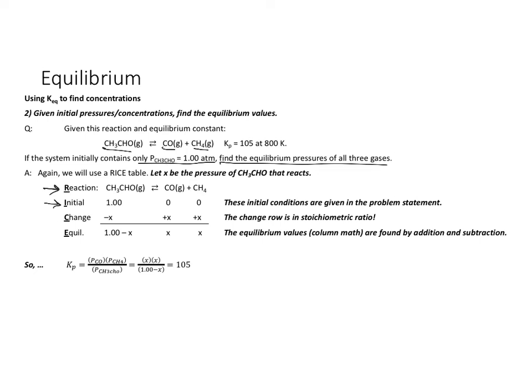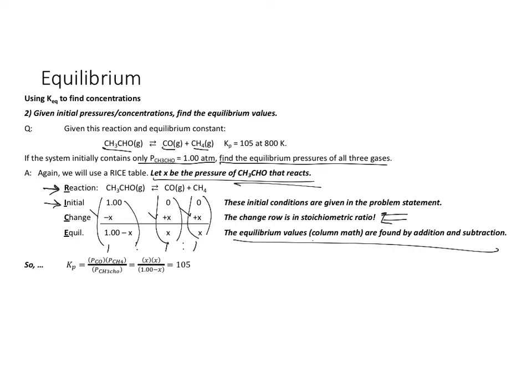Here are my initial conditions. They were given. 1 atmosphere of my reactant, no product. We're going to let X be the pressure of the acetaldehyde that reacts, so that change is negative X. Because it's a 1 to 1 to 1 ratio, this row is just going to be X, X, and X. It's negative for the reactants. It's positive for the products. These pressures can't be less than 0, so they must increase, and that means this reaction is going to run to the right. At equilibrium, 1 minus X, 0 plus X is X, 0 plus X is X. Again, one more time, the column math is found by doing the addition and subtraction.